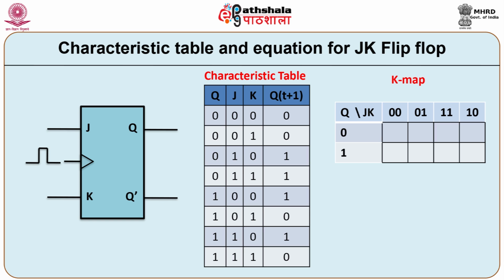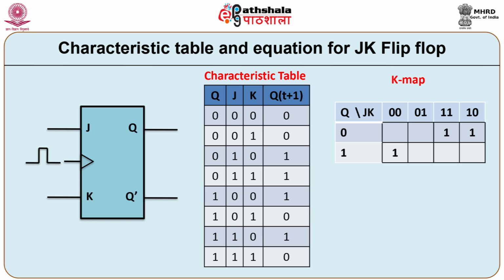Let us prepare a K map of 3 variables Q, J and K. The next state 1 is mapped when Q is equal to 0 and JK is equal to 1 0. Similarly, when Q is equal to 0 and JK is equal to 1 1, then the next state 1 is mapped.